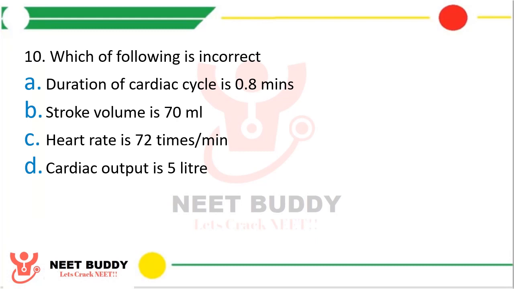Question 10. Which of the following is incorrect? Option A. Duration of cardiac cycle 0.8 minutes. Stroke volume 70 ml. Heart rate 72 times per minute. Cardiac output 5 liters. Which of the following is incorrect? The correct answer is option A is incorrect. Cardiac cycle is 0.8 seconds and not minutes.